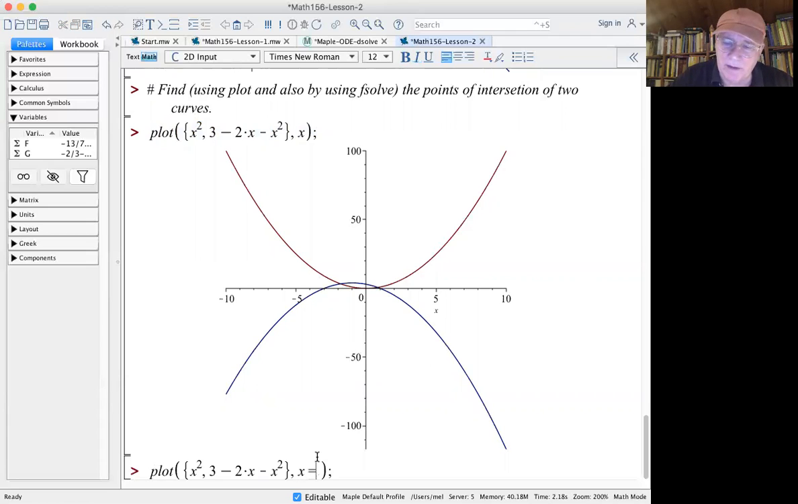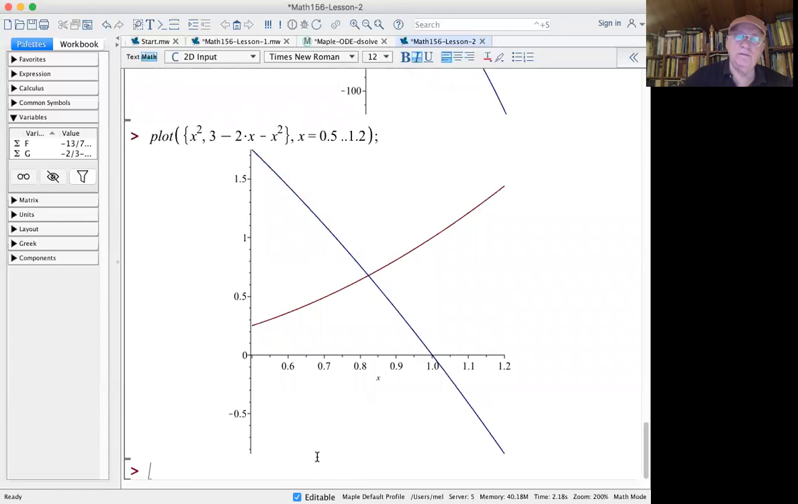So let's go, maybe x goes from 0.5 to 1.2. Okay, so here's where these 2 curves cross. It looks like it's really between 0.8 and 0.9.